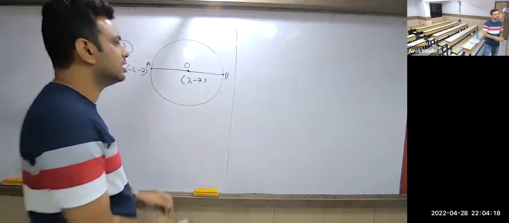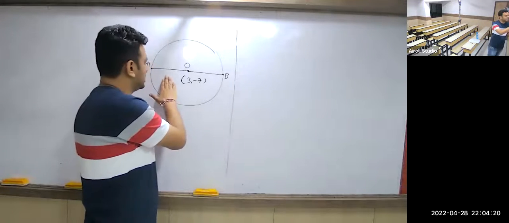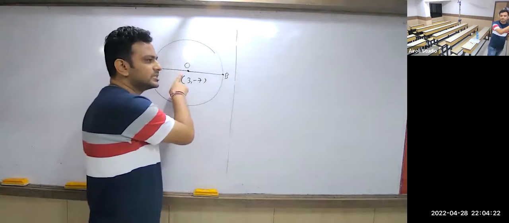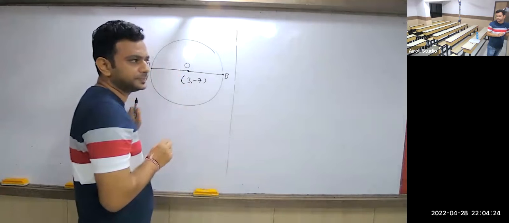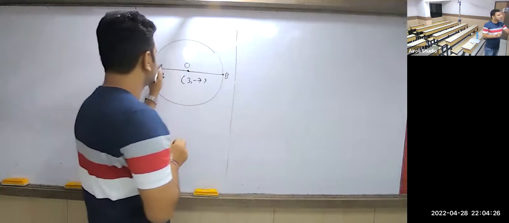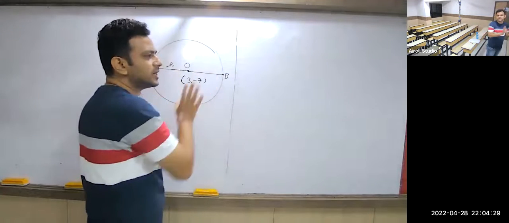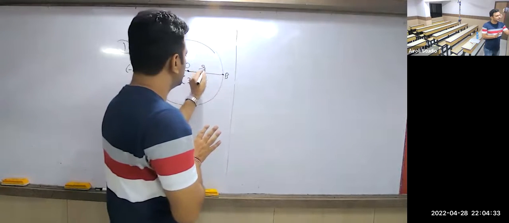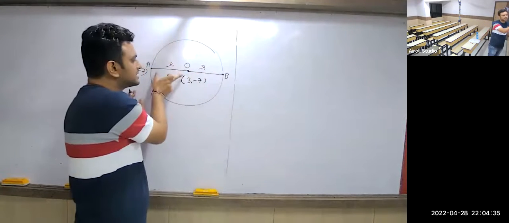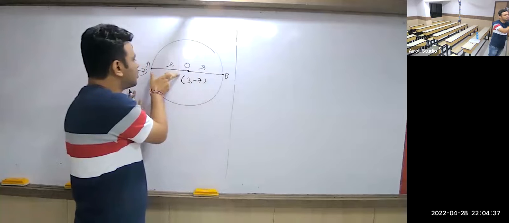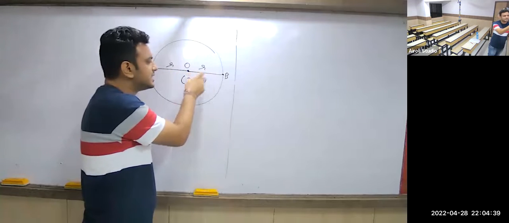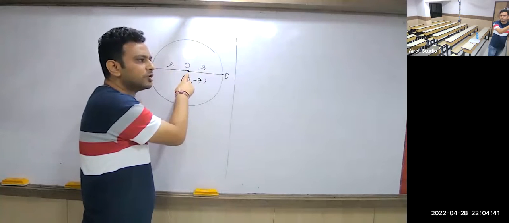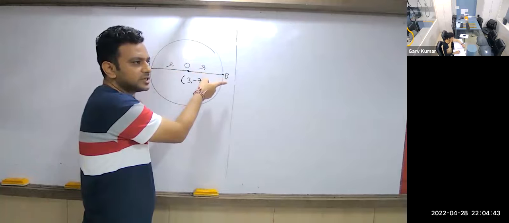Very good. Gaurav, see here. If I'm asking about OA, can I say OA is the radius of the circle? Yes. And this OB is also the radius of the circle. And this is the diameter. So this length is equal to this length, that means OA equals OB. So can I say that O will be the midpoint of AB? Yes.